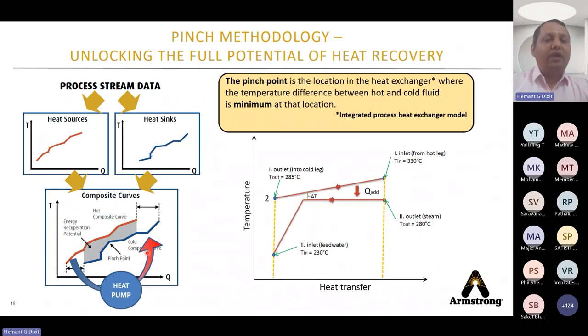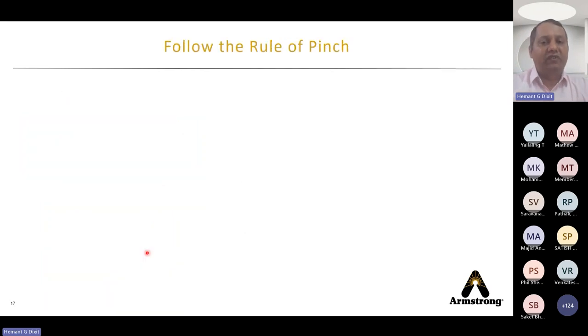And we actually mentioned the pinch point and other things. So the pinch point is an imaginary point. The pinch point is the location in the heat exchanger where the temperature difference between the hot and cold fluid is minimum. So that point is called the pinch point in the pinch analysis.